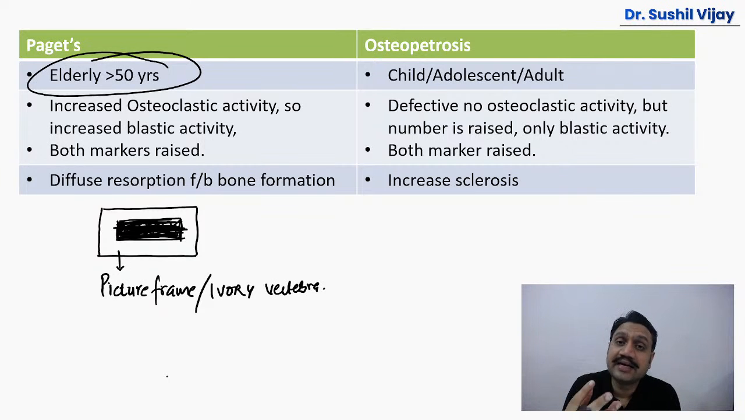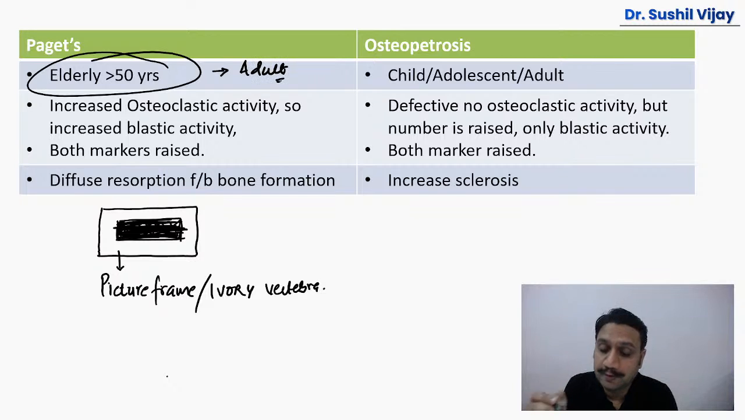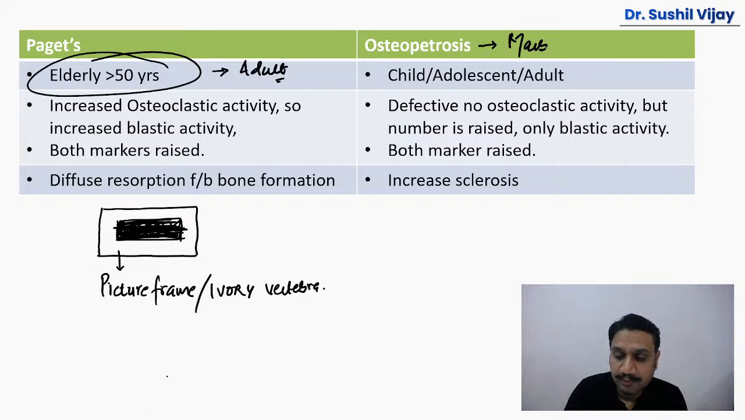And therefore, this is not a child now, this is an adult. So Paget is basically seen in the adult population. All right. Osteopetrosis, the last condition which I want you to remember from here, is the marble bone disease.